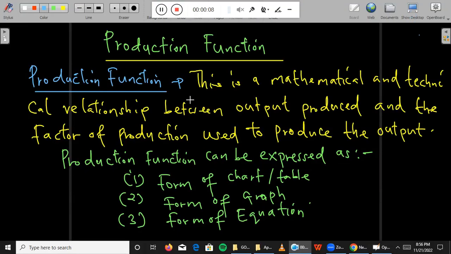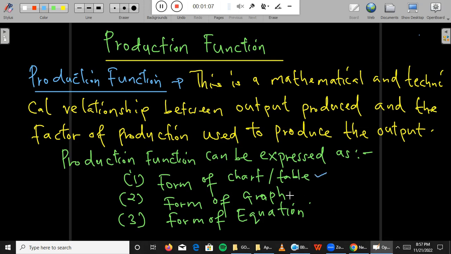Production function. The production function is a mathematical and technical relationship between output produced and the factors of production used to produce the output. A production function can be expressed in the form of a chart or table, a graph, and an equation. So if you want to look at the relationship between the output produced and the factors of production, you are speaking about the production function.